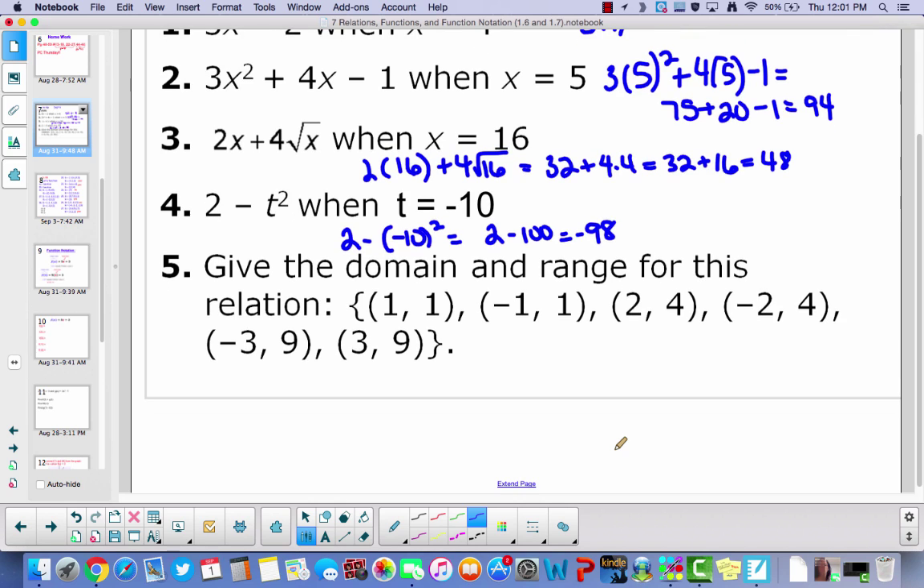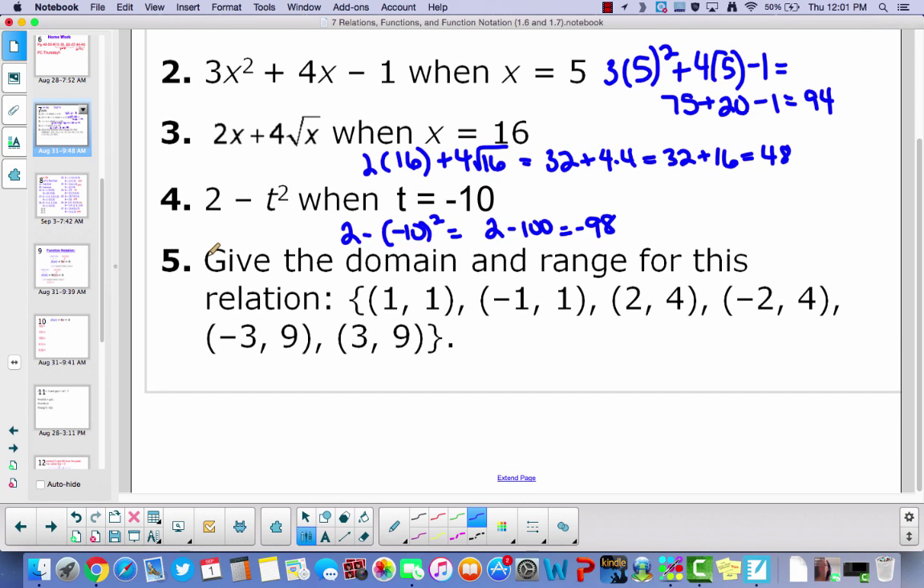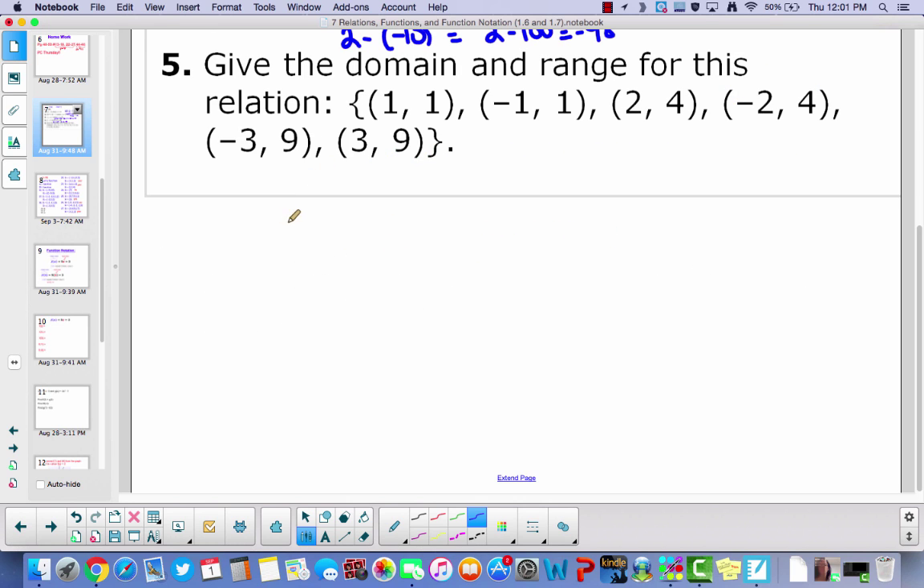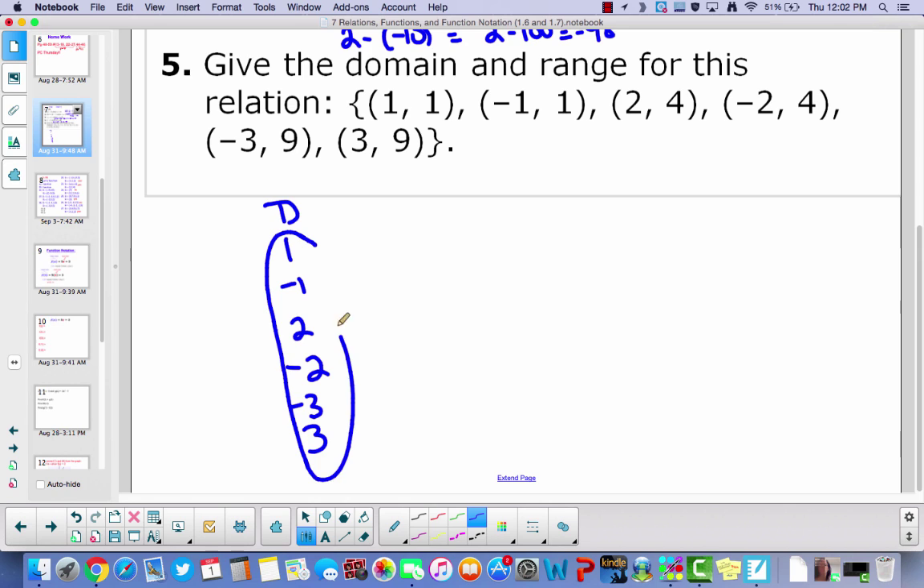Then we need the domain and range. Remember, the domain is your x values and the range is your y values. So if I list my domain here, domain is 1, negative 1, 2, negative 2, negative 3, 3. That is my domain. My range is 1, 4, and 9. We don't need to list those twice, even though they're here twice. In the range, we just list them one time.